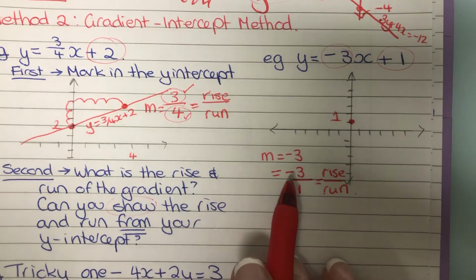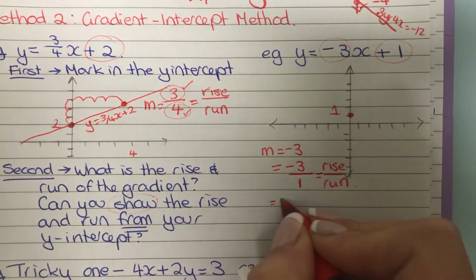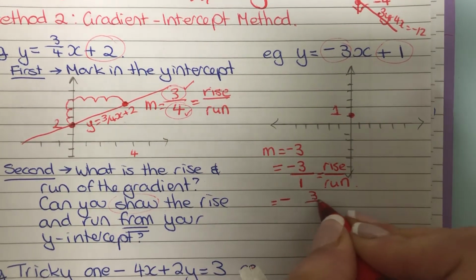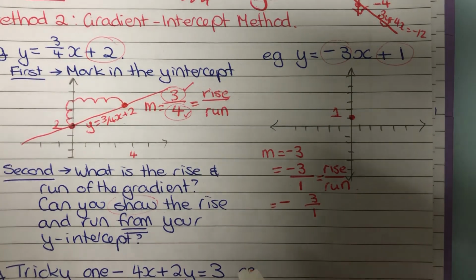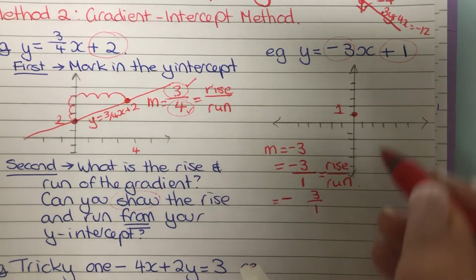Now, you can do one of two things here. I like to separate the minus and put it out there. And then we just do 3 over 1. This means we put the y-intercept here.